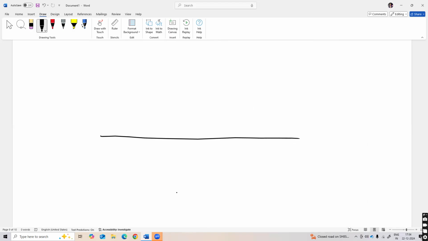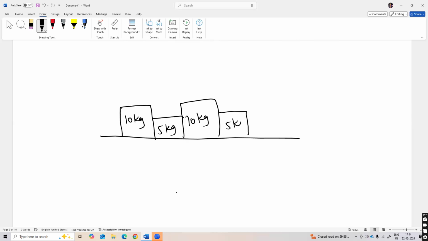Again, let's say this is ground. Then there is a mass of, let's say, 10 kg. Then beside that there is a mass of 5 kg. Then again there is a mass of 10 kg. Then again a mass of 5 kg. And lastly a mass of 10 kg. And on the leftmost mass there is a force acting of 200 newtons.